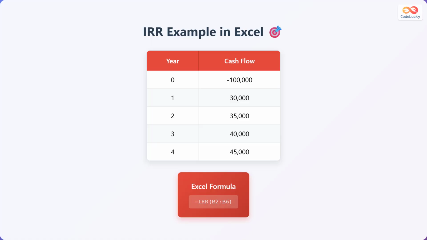Let's illustrate IRR with an example in Excel. Using the same cash flows as before, with an initial investment of negative $100,000 and subsequent yearly cash flows, the Excel formula to calculate IRR would be simply =IRR(B2:B6). This formula calculates the internal rate of return based on the series of cash flows provided.